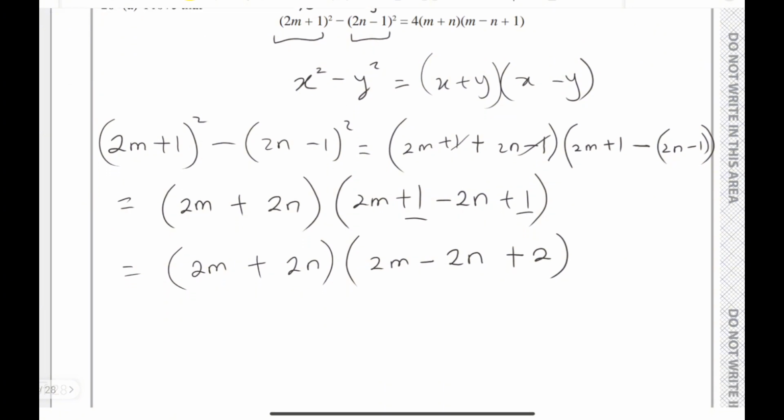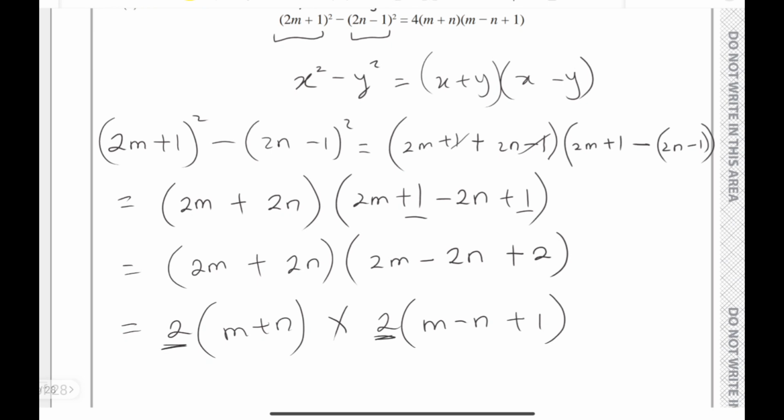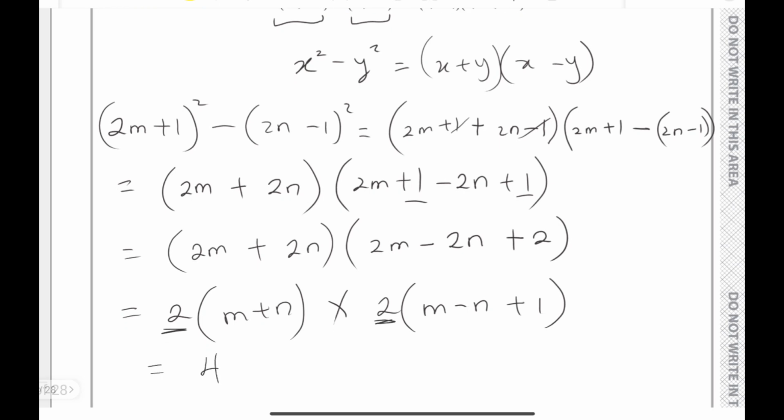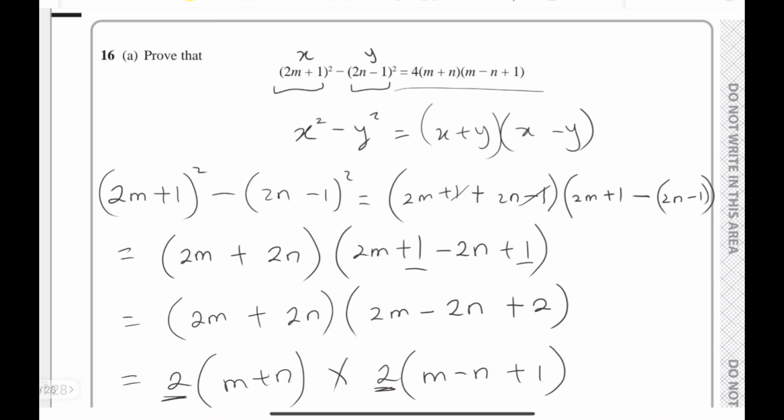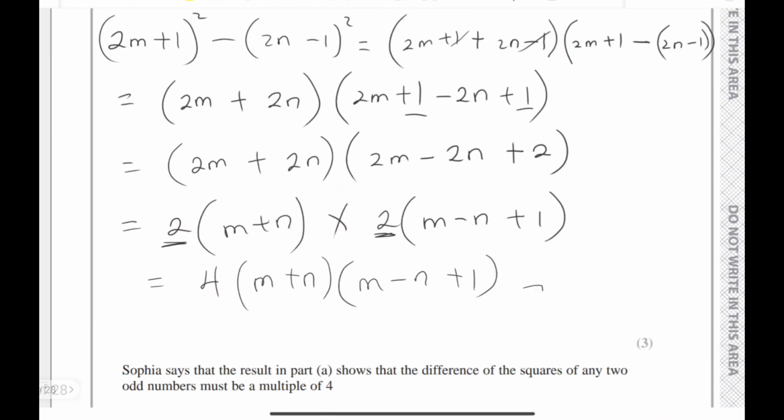Now from here I can factorize 2 out. I'm going to have m plus n, then times 2, which can also be factorized out here, bracket m minus n plus 1. So we multiply this 2 and that 2, and that will give us 4 bracket m plus n, bracket again m minus n plus 1, which is exactly what we have here. And we are done.